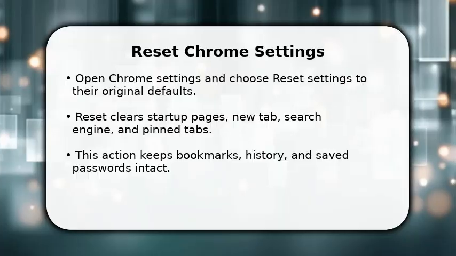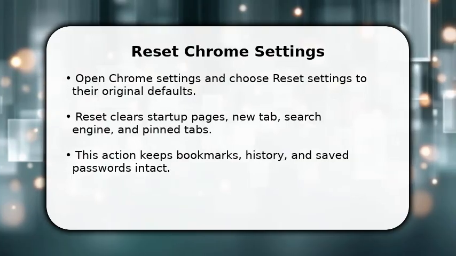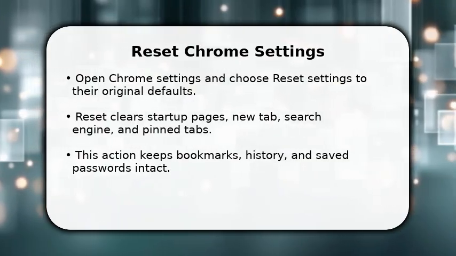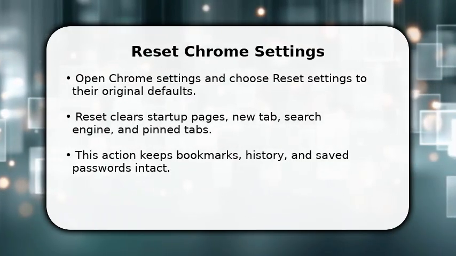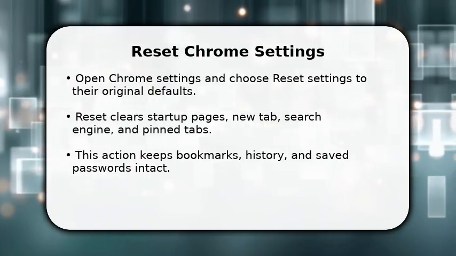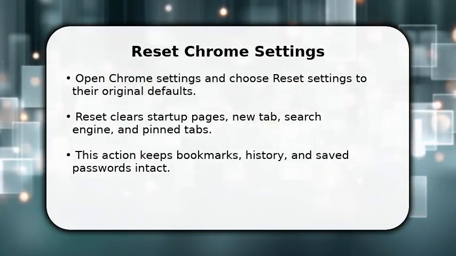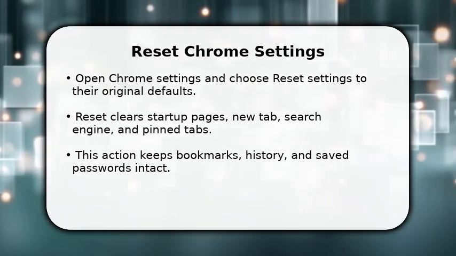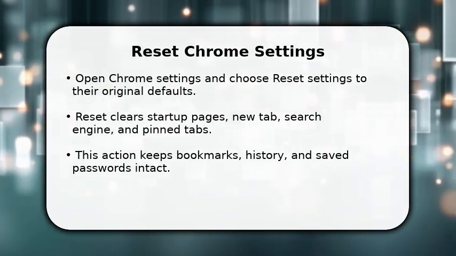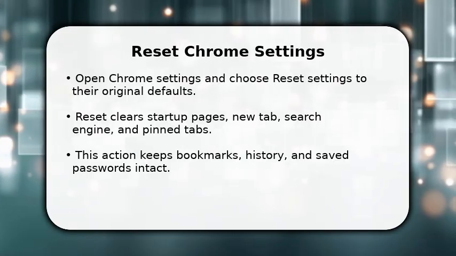Enjoy the video. Open Chrome settings and choose Reset Settings to their original defaults. This returns startup pages and search engine settings to original state. It also clears pin tabs, content settings, cookies, and site data. Your bookmarks, history, and saved passwords remain intact after the reset.